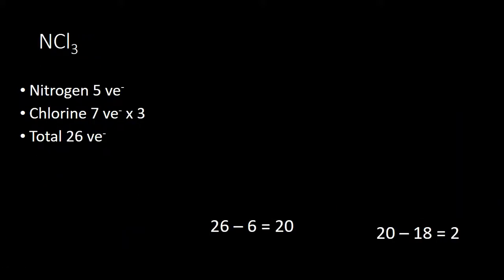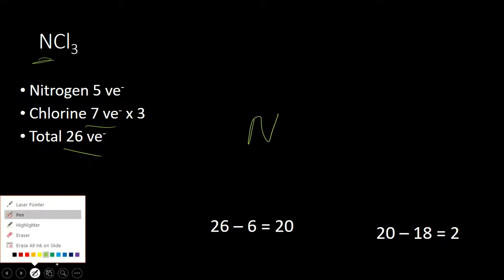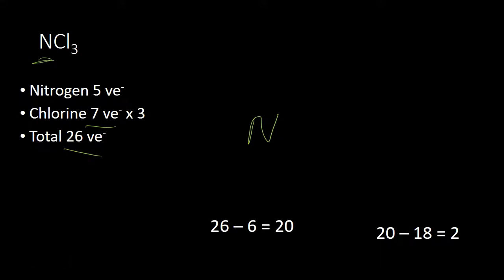All right, so let's try NCl3. Nitrogen has 5 valence electrons. Chlorine has 7 valence electrons, and there's 3 of them, so that's 21 plus 5, a total of 26 valence electrons. Nitrogen is listed first, so we're going to make that the central atom, and we're going to bond that to the 3 chlorines. I should have made chlorine green, but whatever, hindsight.